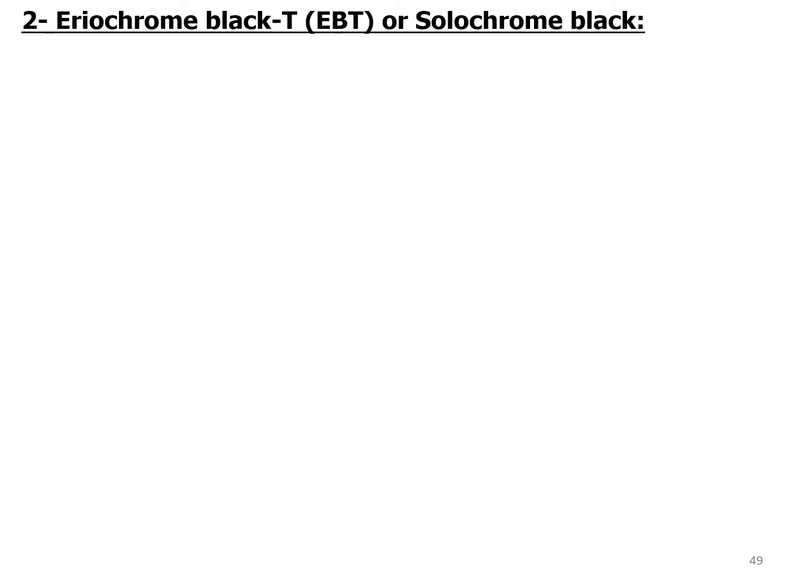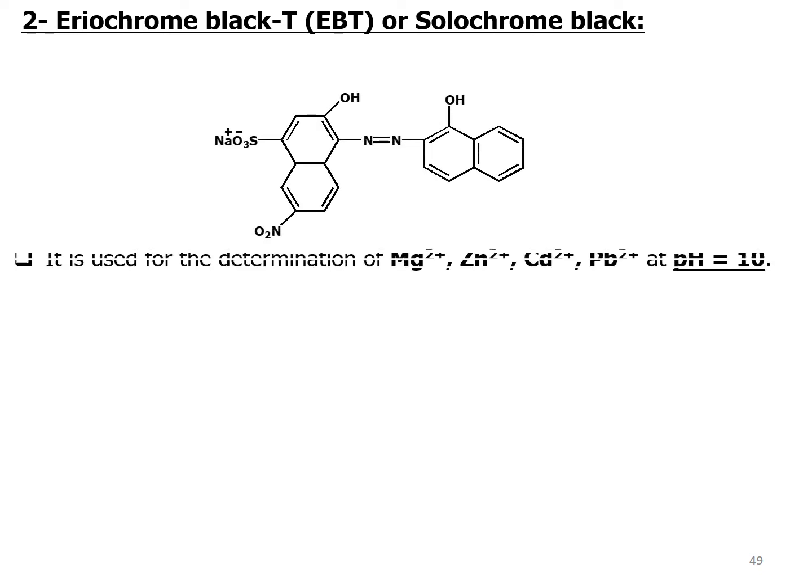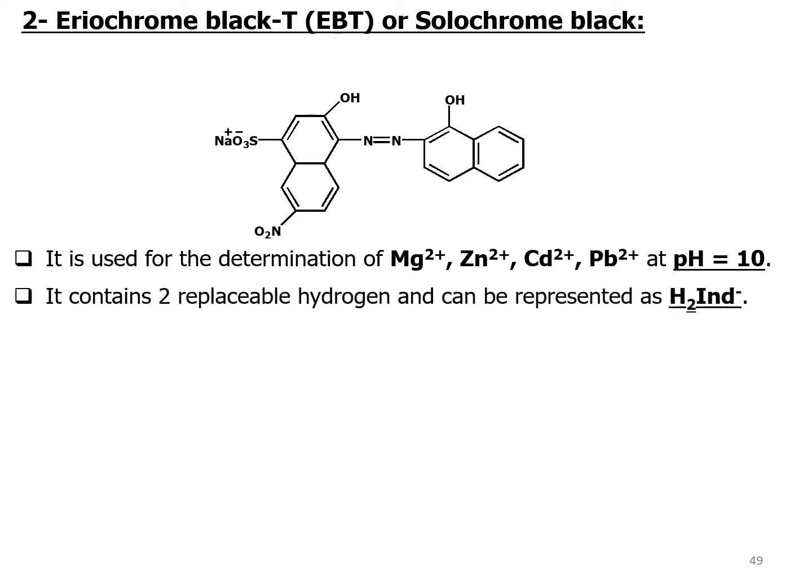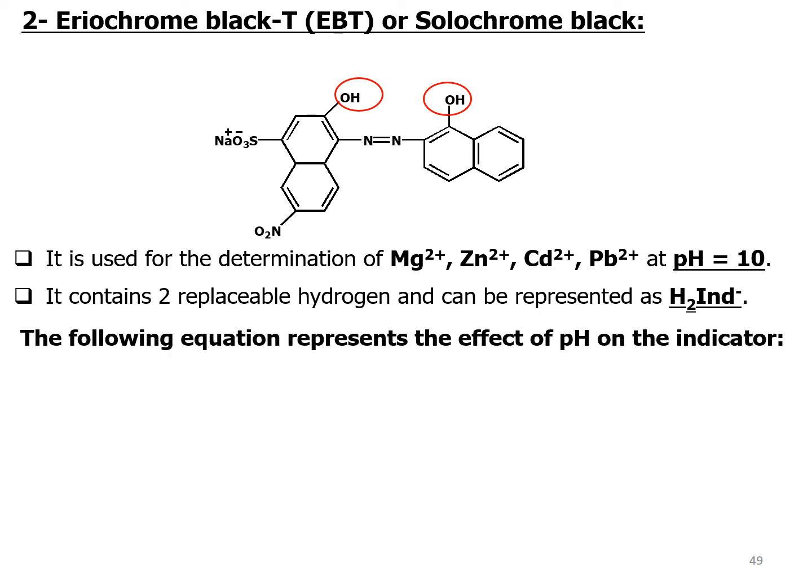Second metallochromic indicator we have is Eriochrome Black T, or EBT as abbreviated, also called Solochrome Black. It is used for determination of magnesium, zinc, cadmium, and lead at pH 10. Please memorize the central metal ions for EBT and the pH at which it works. It also contains 2 replaceable hydrogens.